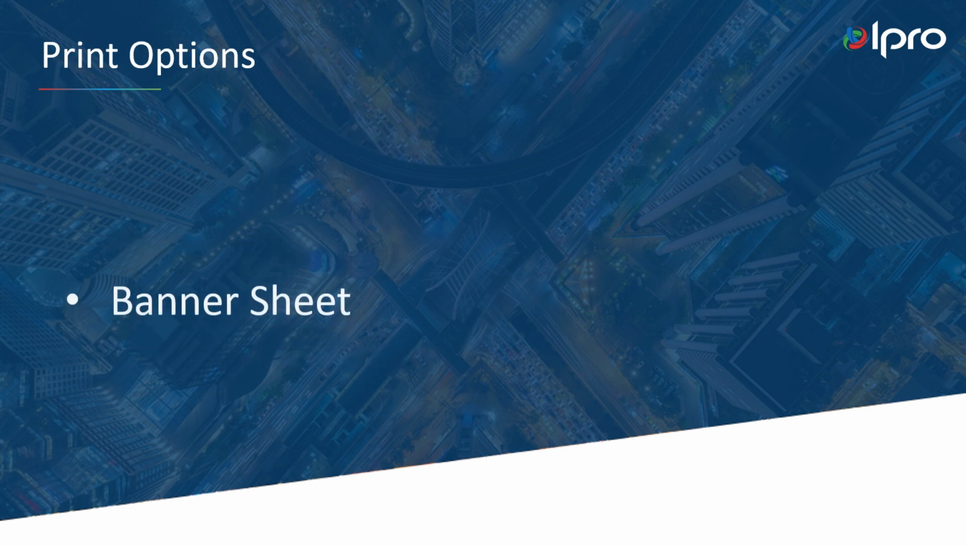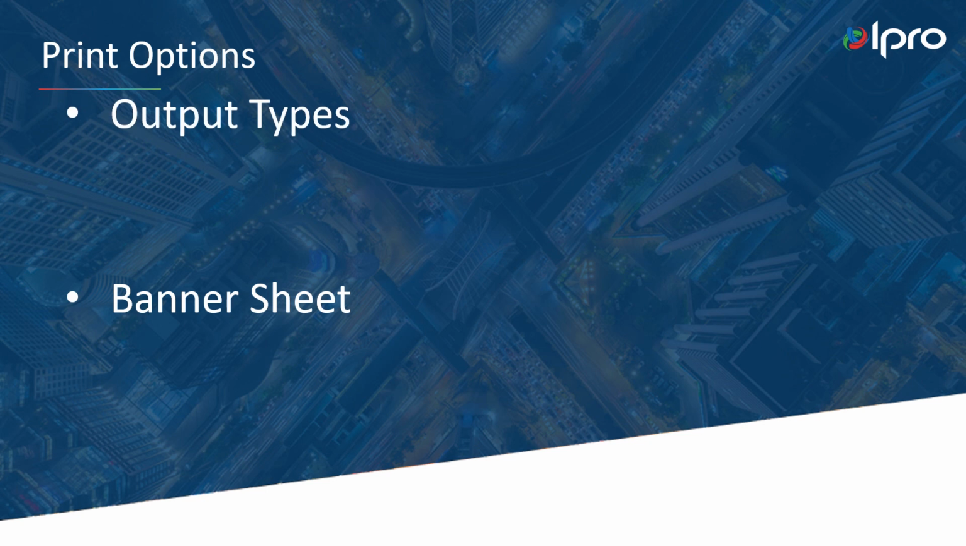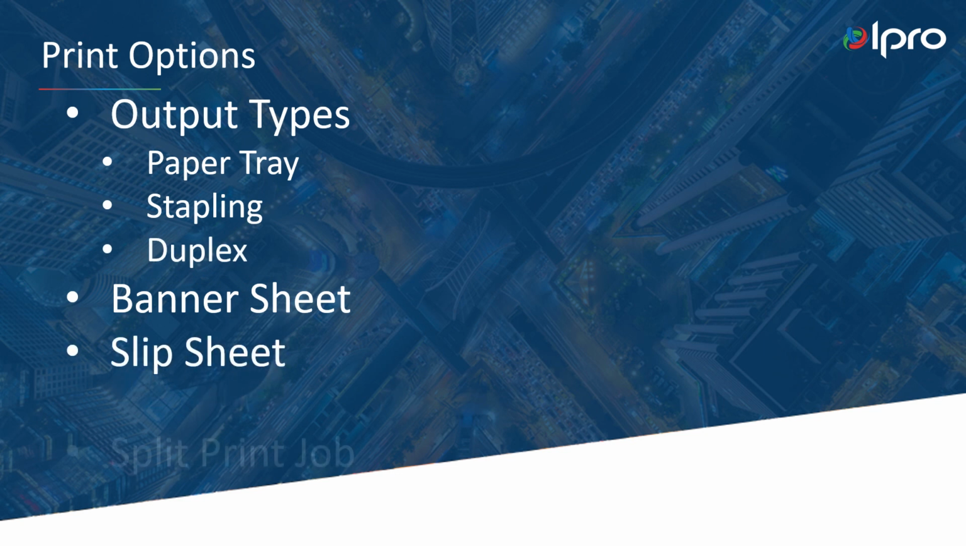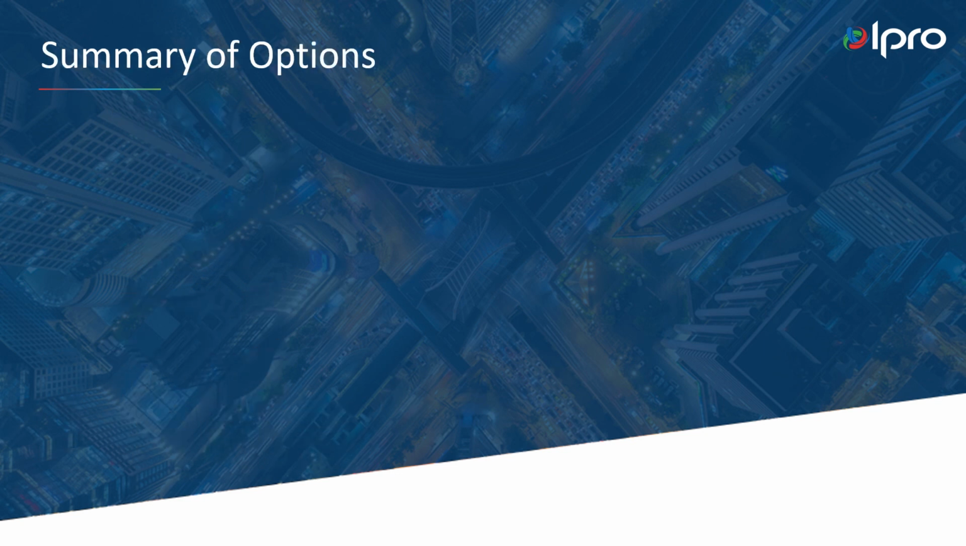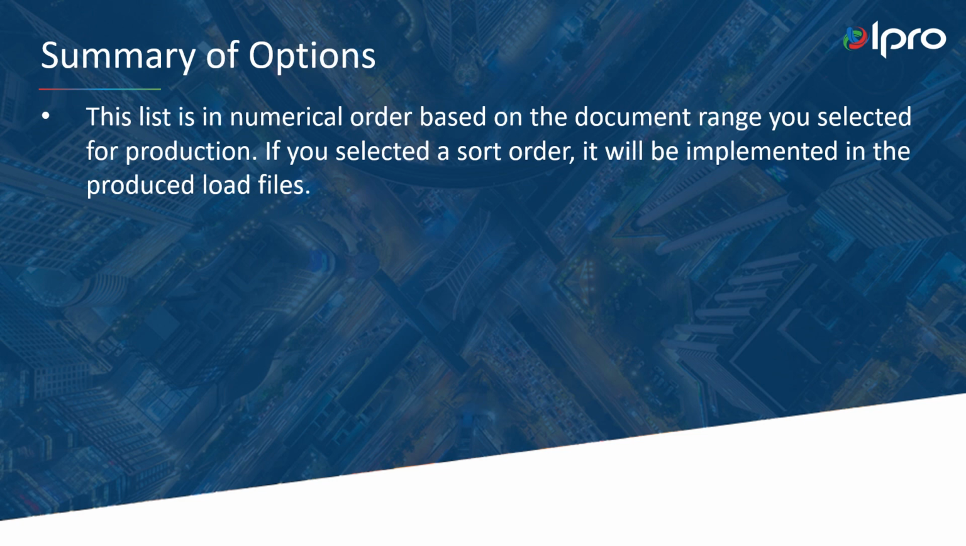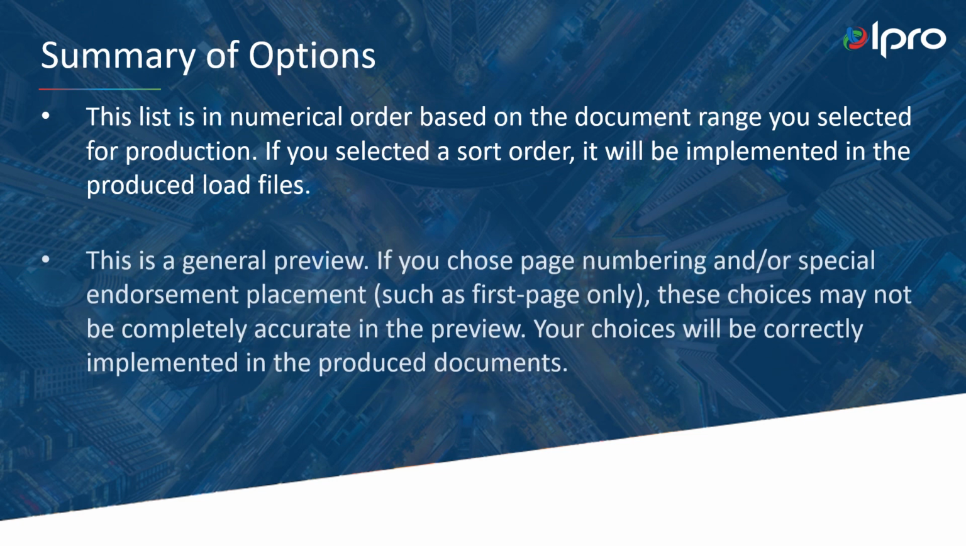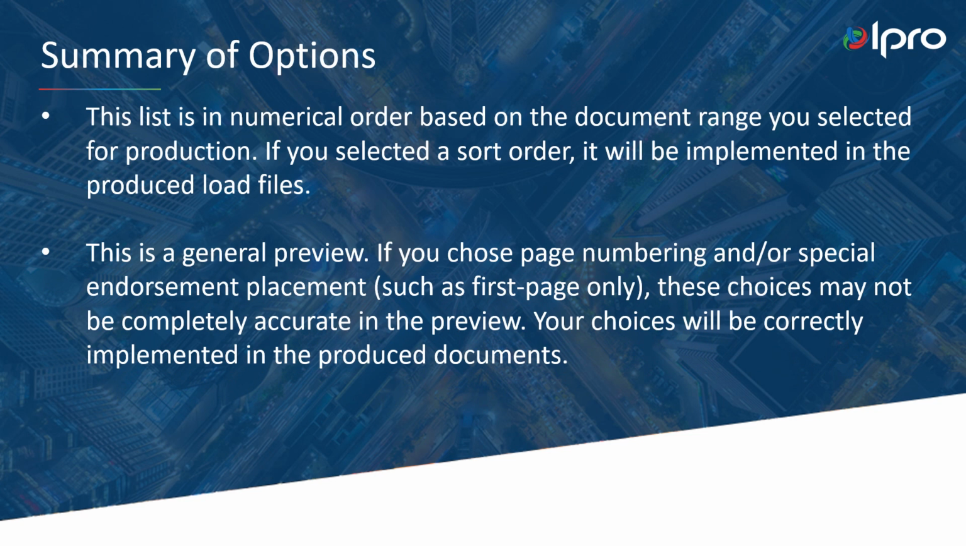If you are creating a print job only, you will be able to configure the print settings to include stapling, duplexing, creation of a banner and/or slip sheet, as well as the option to split print where applicable. Once all production selections have been made, you will have access to the summary page in the production navigation panel. Here you can review a list of documents and options you have selected to ensure that all settings are as you intended.